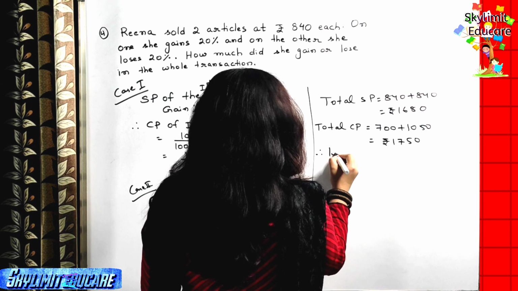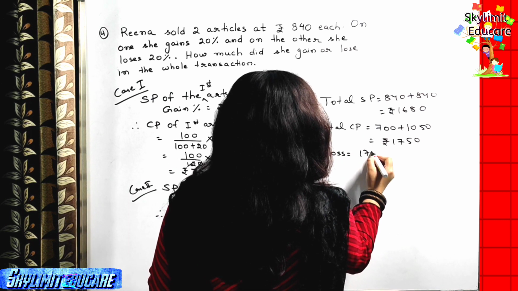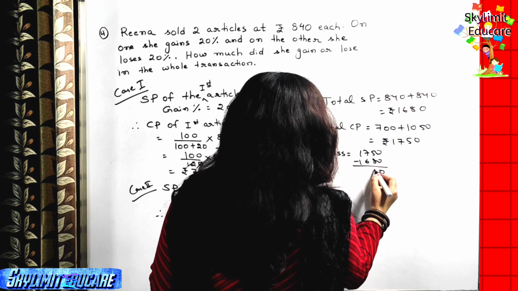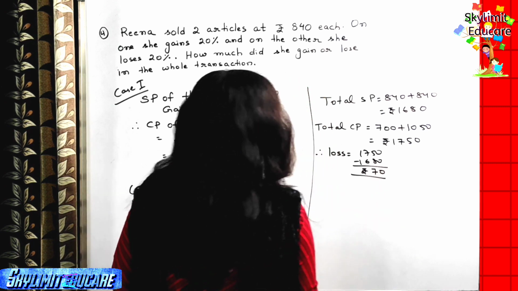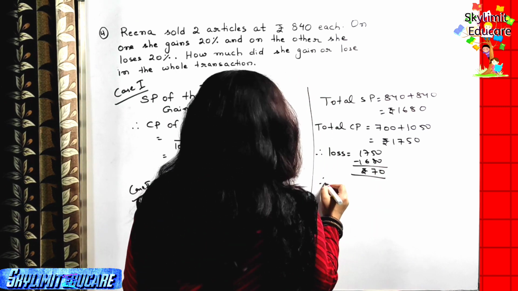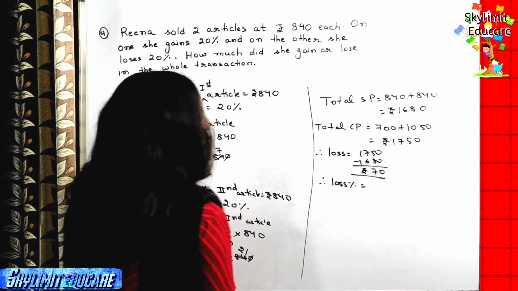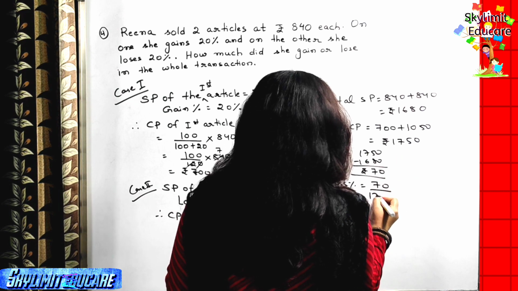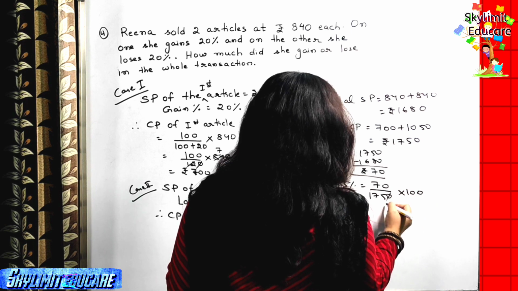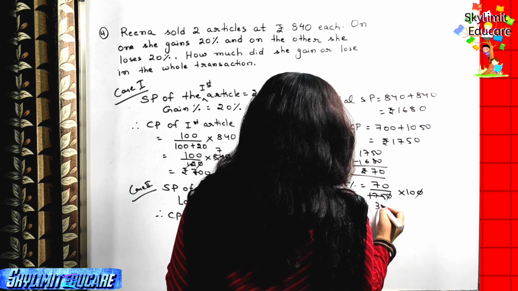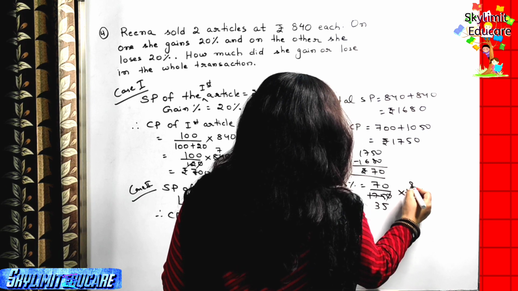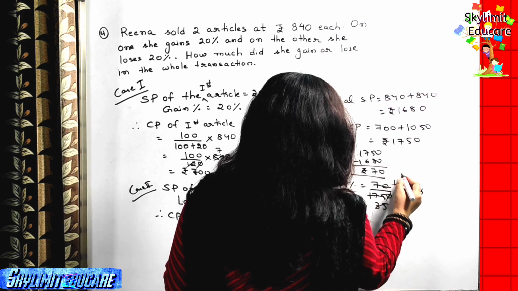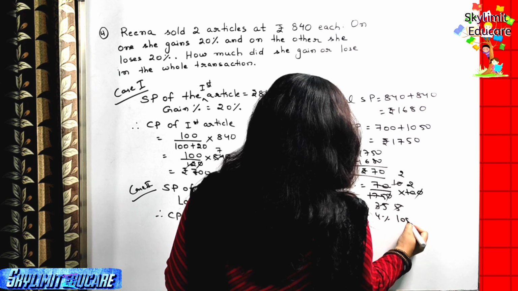So therefore loss will be total CP 1750 minus 1680. So we can find out now. How much shall we get here? Rupees 70, right? 70 is the loss, and therefore loss percent also let us find out. Loss percent here will be calculated from the total CP. So loss by the total cost price multiplied to 100. So we can easily find out now. 5 3s are 15, 5 5s are 25, 5 2s are 10, 7 5s are 35, 7 10s are 70, 5 2s are 10. So we got here 4% loss.